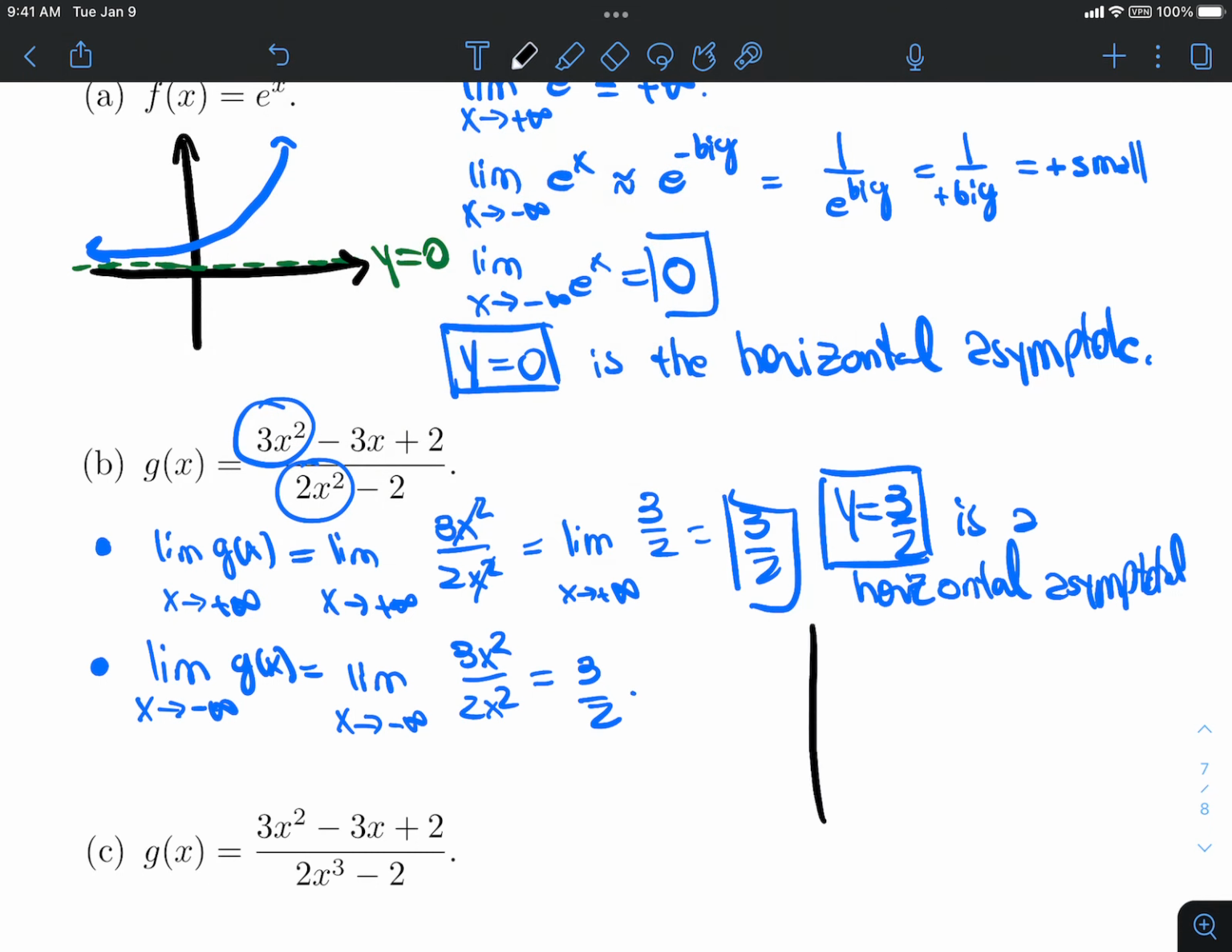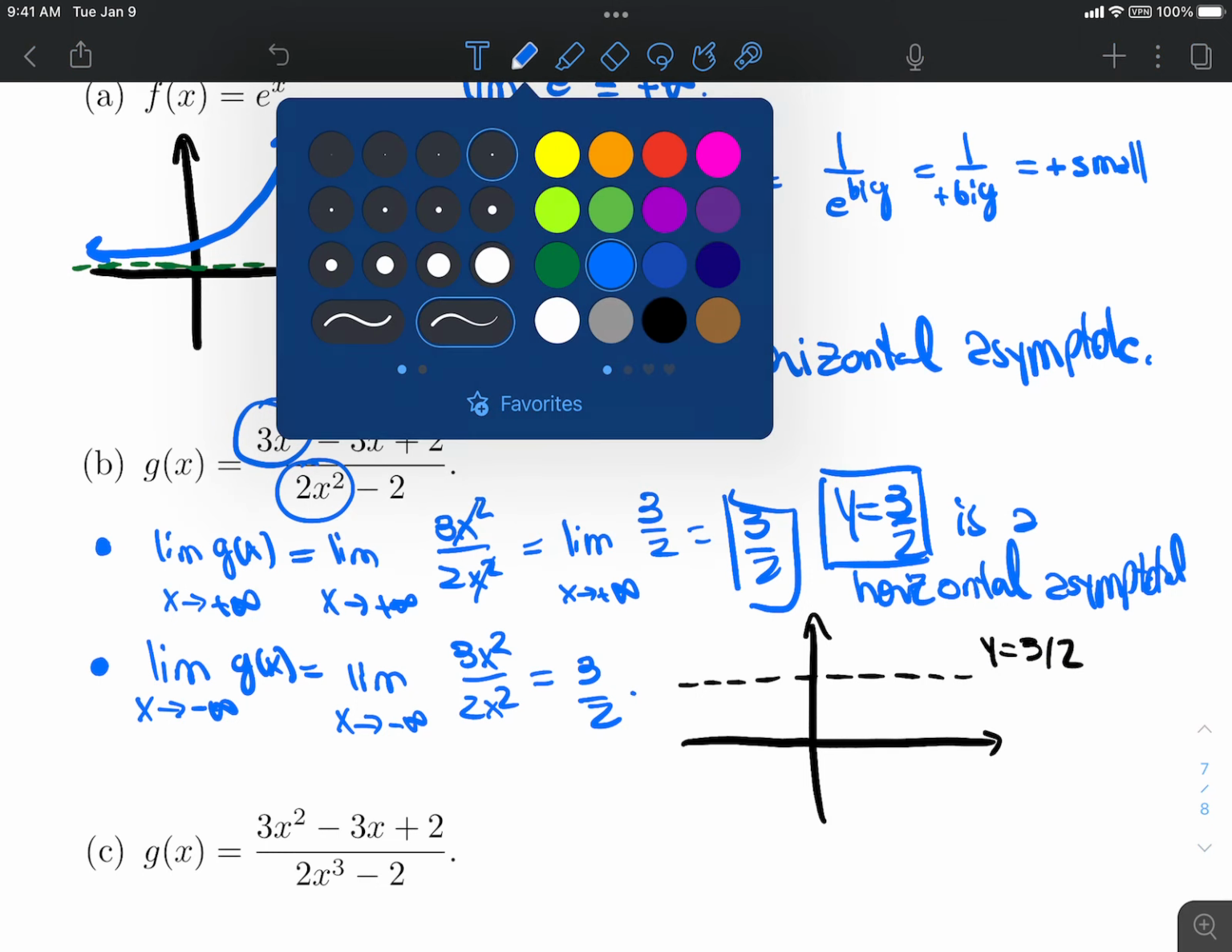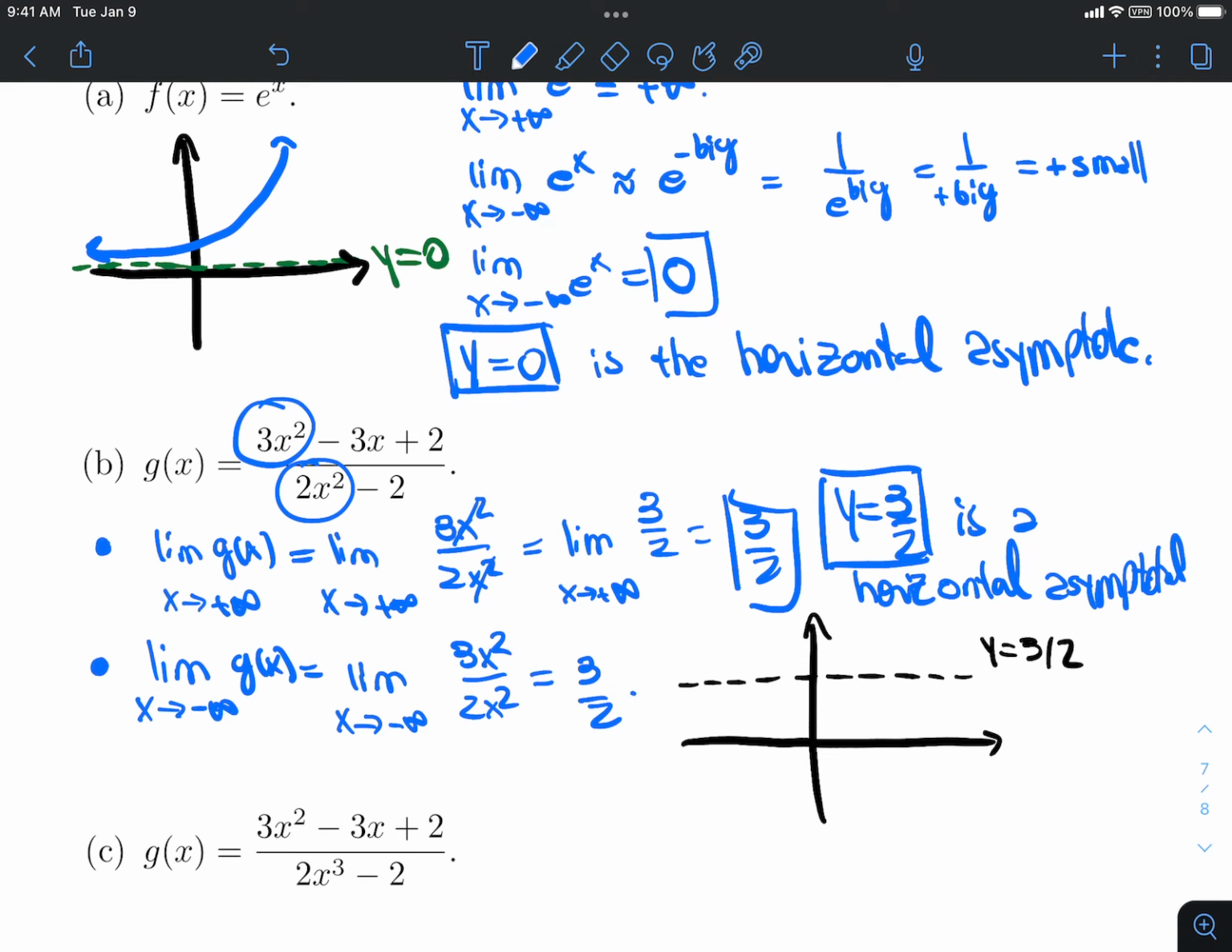But if you graph it, 3/2 is kind of here. What we know is that the graph is approaching this line on the right as well as on the left. And again, we don't even know if it's here or if it's here, right? I just know that as x becomes very big to either side, the y value becomes very, very close to 3/2.